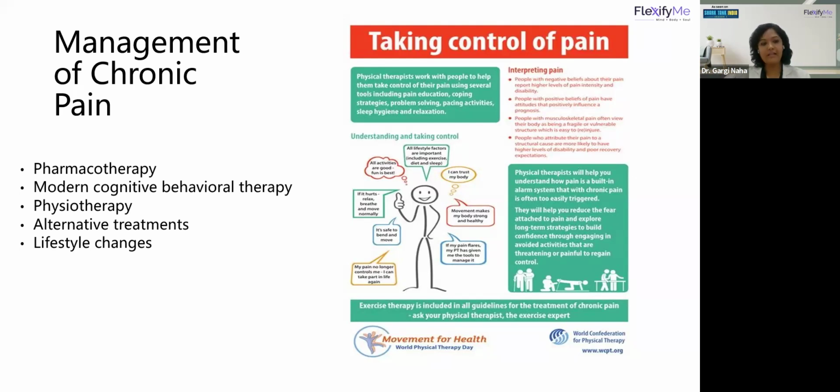So next is alternative treatments. How alternative treatment can help you. Among alternative treatments, you can get Ayurveda treatment, you can get yoga therapy. There are many other alternative therapies, Reiki, pranic healing, and many other therapies with which you can deal with chronic pain. But the most important part is lifestyle changes, right?